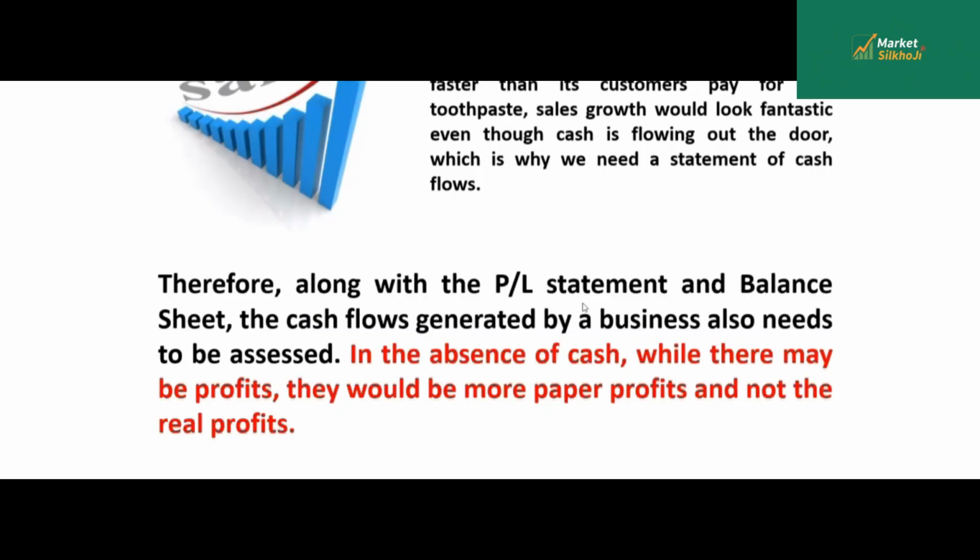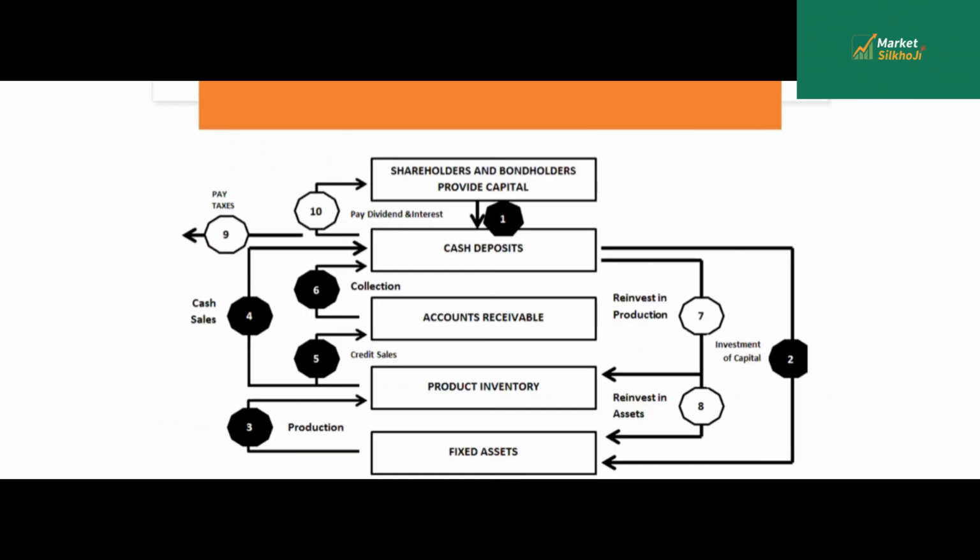Because as I already said, in the absence of cash, there may be profits, but they would be more paper profits than real profits. Our job as an investor is to understand the profits generated by the company, whether they are real or paper profits. That is what we call quality of earnings. Along with earnings growth, we want to check the quality of earnings also. So this is what happens in a business. This is how the money flows in a business.